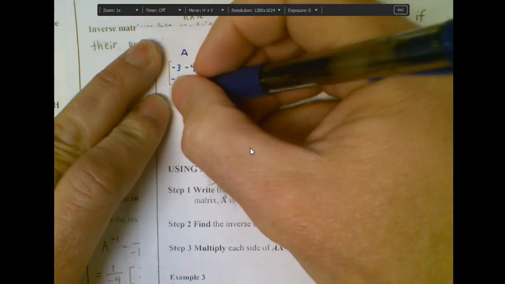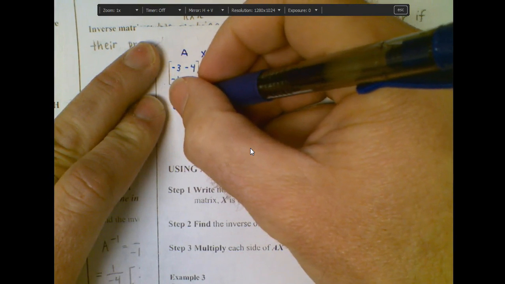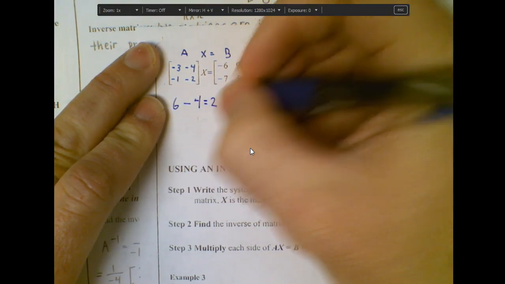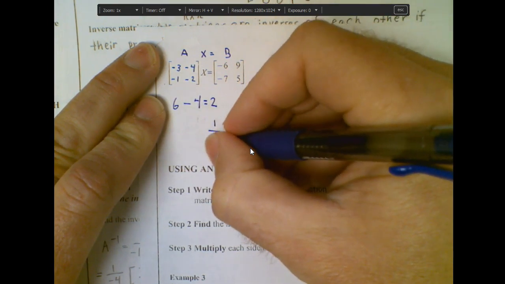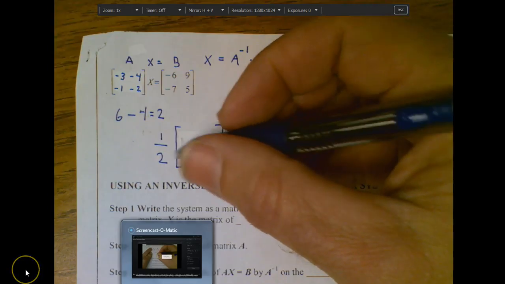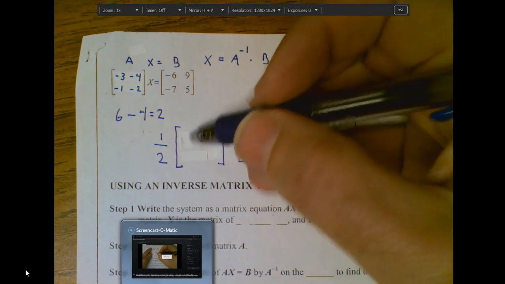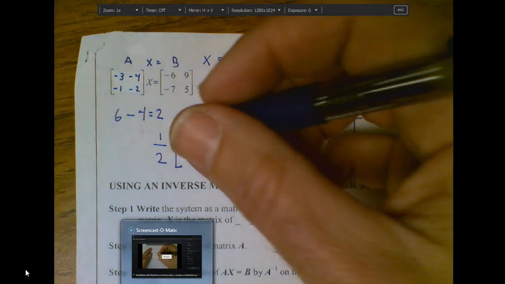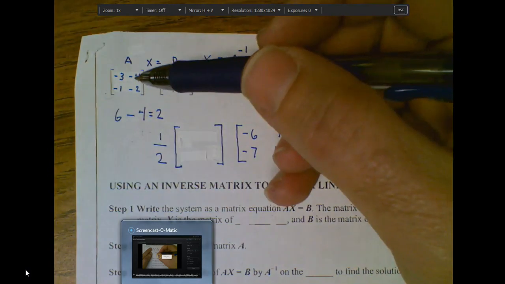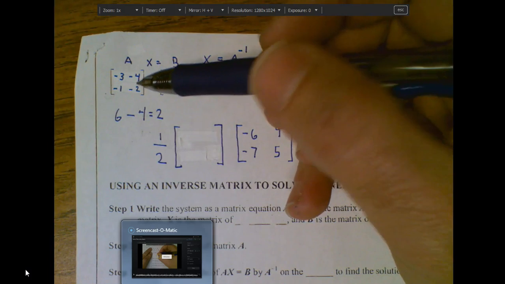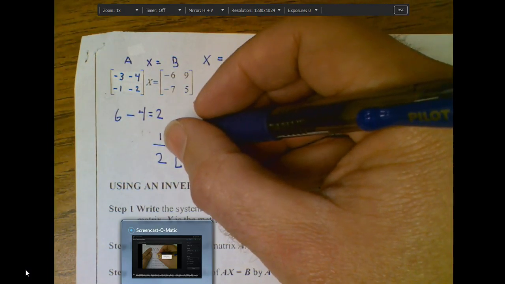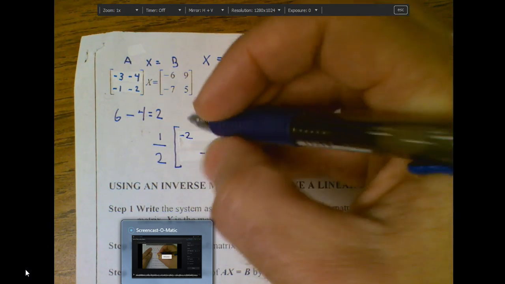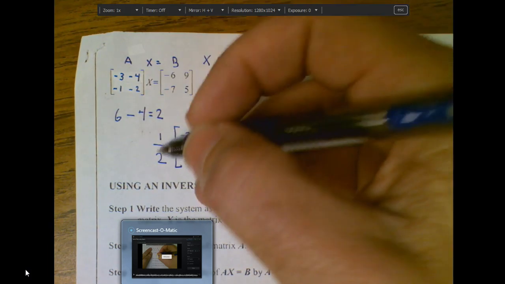So that's where I do my downwards, which would be 6, minus my upwards, which would be 4, which equals 2. So I'm going to do 1 over 2, 1 over the determinant. So 1 over 2 times the altered matrix. I already set up the outline of what we're going to be looking at here. If I took my altered matrix A, my -2 and -3 trade places. So -2 comes up, -3 goes down. My -1 and -4 change signs.